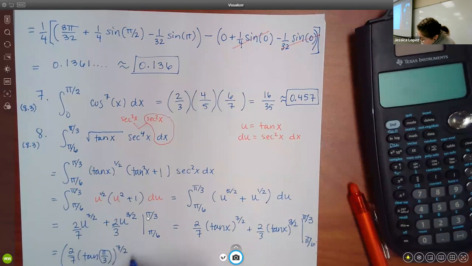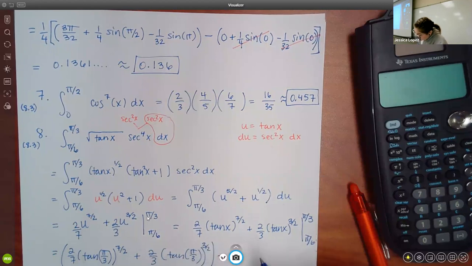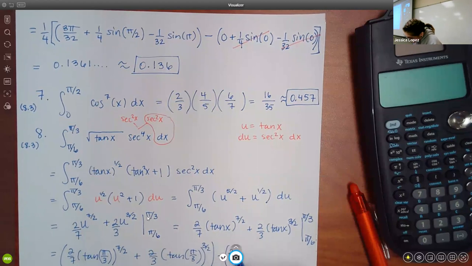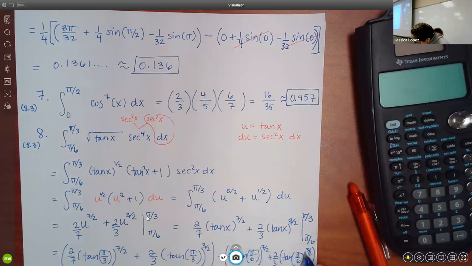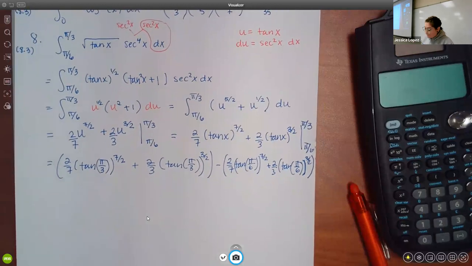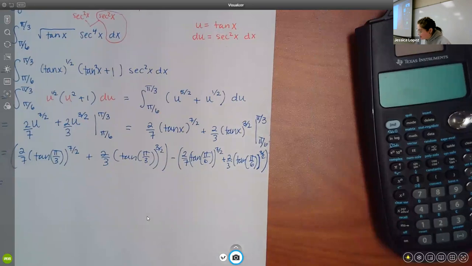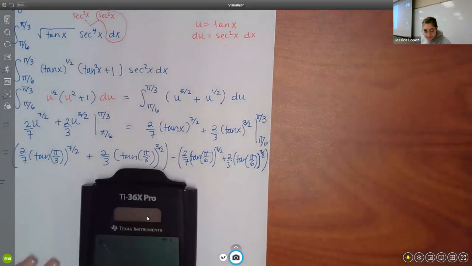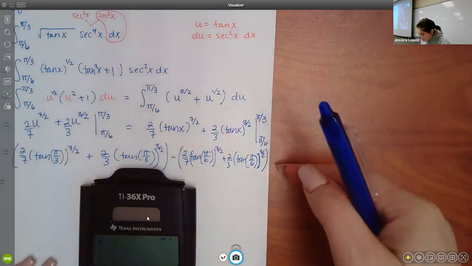Many parentheses. I'm writing small and you gotta fit this other one. 2/7 tangent of pi over 6 raised to 7/2 plus 2/3 tangent of pi over 6 raised to the 3/2. I got it in there. And then from there, I'm definitely going to use my calculator. So let's see. And I'm literally going to type in everything exactly the way it is, parentheses and all.